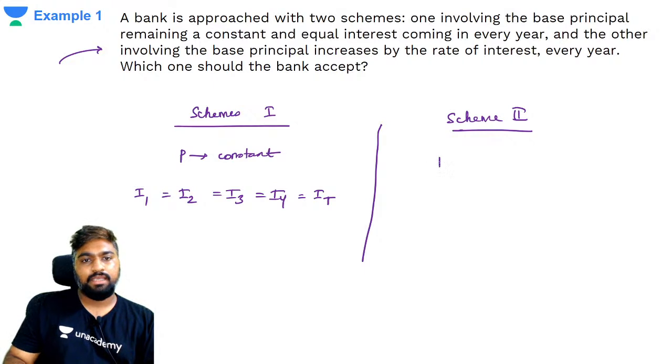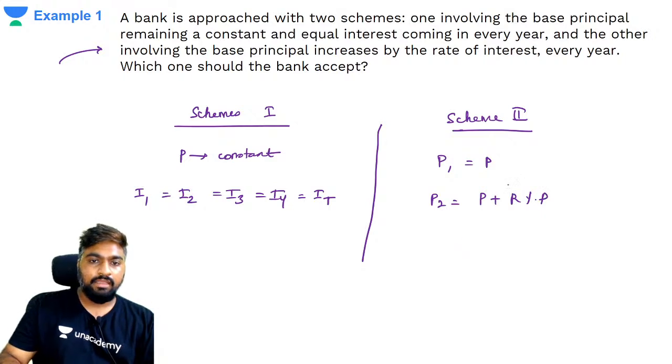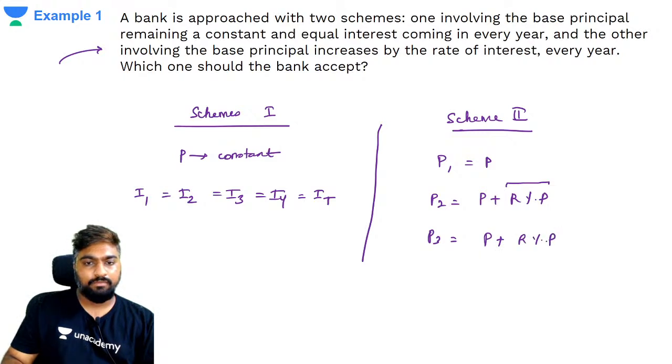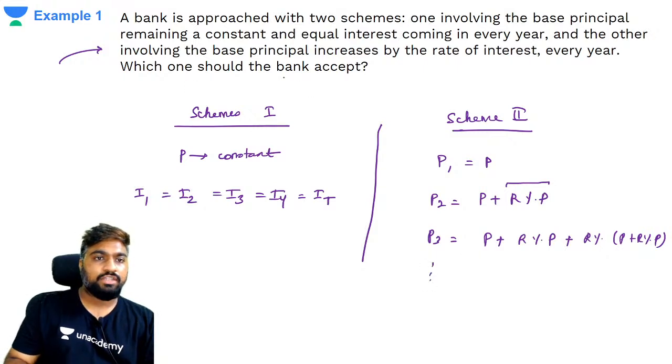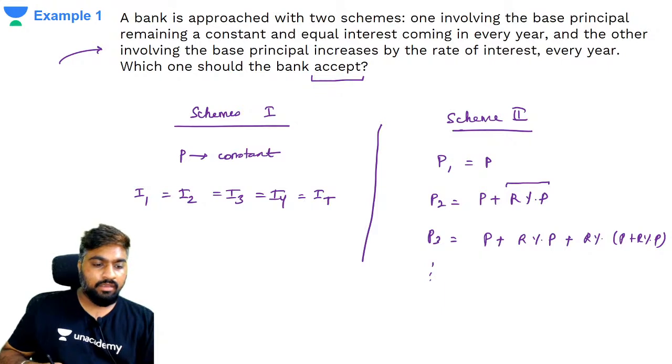So what happens? Your P is no longer constant. Principal in the first year, if it is P, then principal in the second year will be increased by R percentage of P. That is, the interest of the previous year will become a part of this principal. For the third year, it will become P plus R percentage of P, and upon that the previous year's interest again. R percentage of P plus R percentage of P, like this. Which one should the bank accept if they want greater interest?